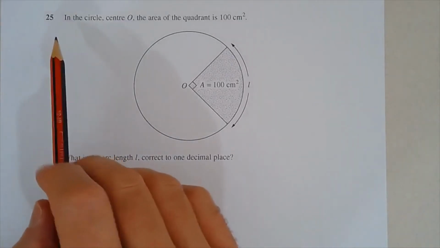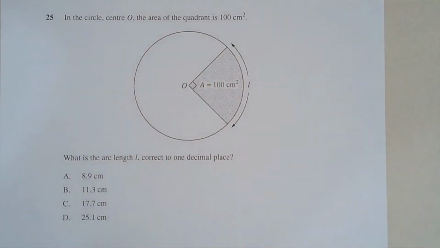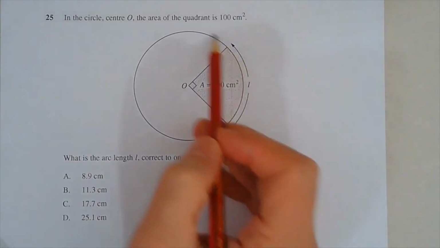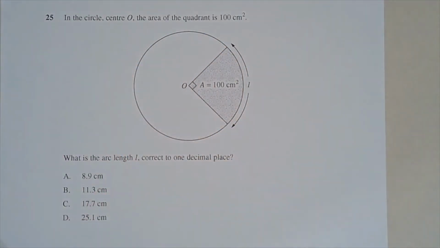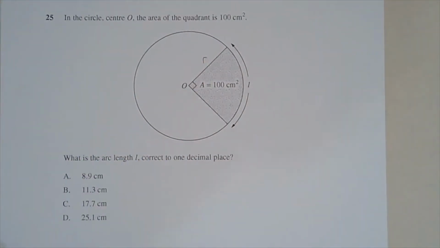Question 25. In the circle, center O, the area of the quadrant is 100 square centimeters. What is the arc length L correct to 1 decimal place? Now, the way we're going to answer this question is to treat it as if it was a whole circle. That means instead of the area being 100 square centimeters, let's pretend we're talking about the whole circle. So we need to find the radius first, and then we can use that to find the arc length.